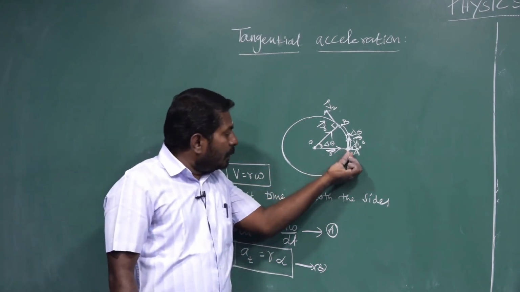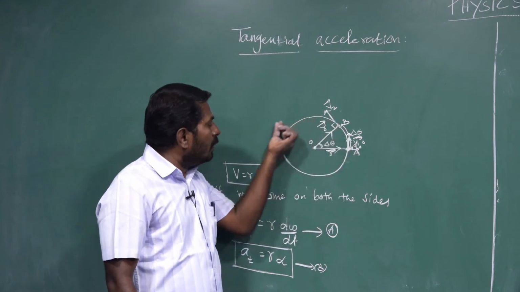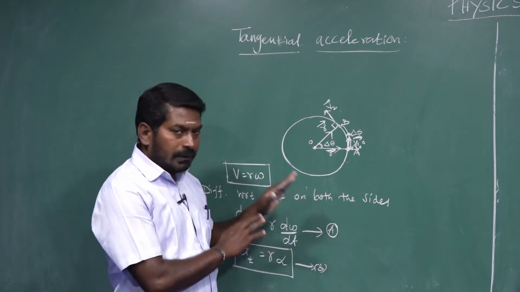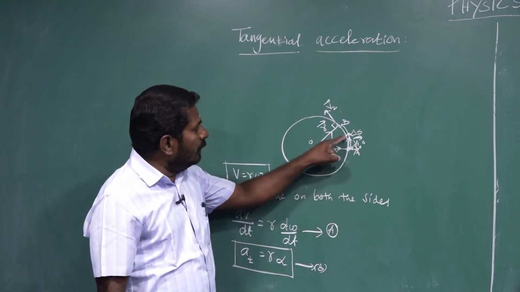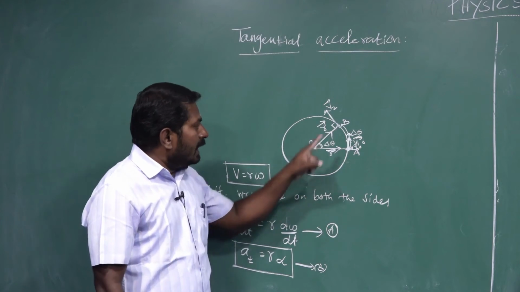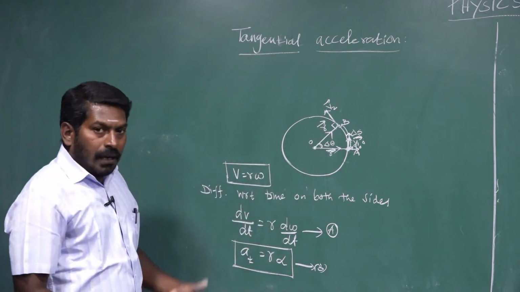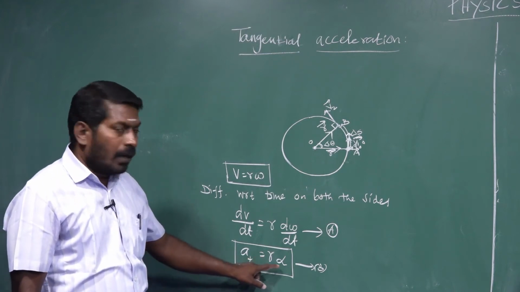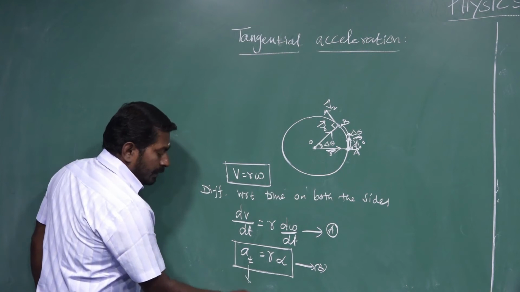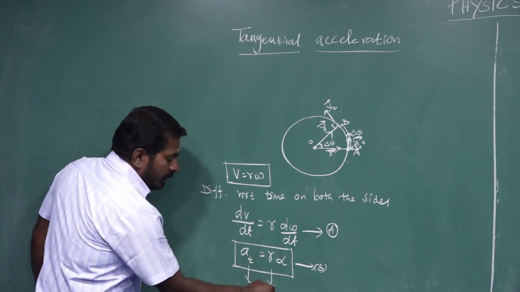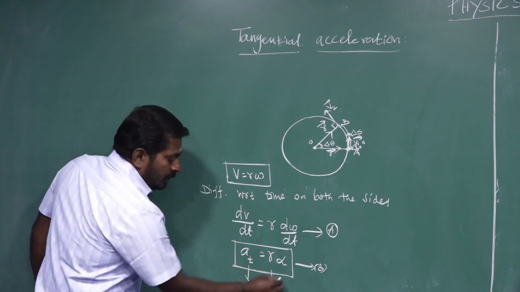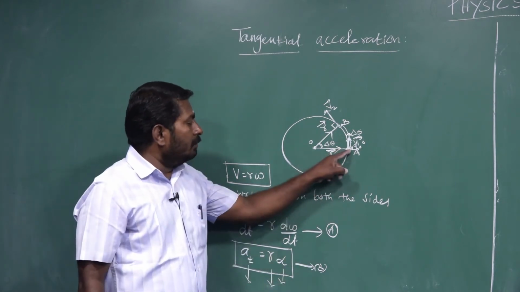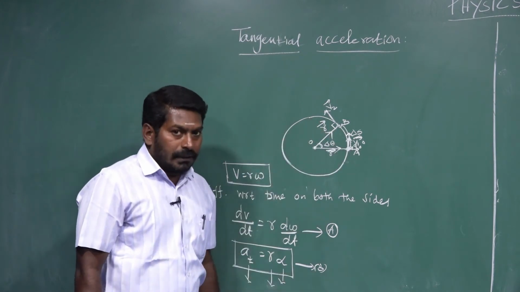Tangential acceleration is experienced by a point object moving in a circular path. I am not talking about uniform circular motion. Generally, if a point object is moving on the circumference of the circle, it will experience tangential acceleration. How can we calculate the tangential acceleration? a_t is equal to r alpha. Here a_t is the tangential acceleration, r is the radius of the circular path, and alpha is the angular acceleration experienced by a point object moving on the circumference of the circle.